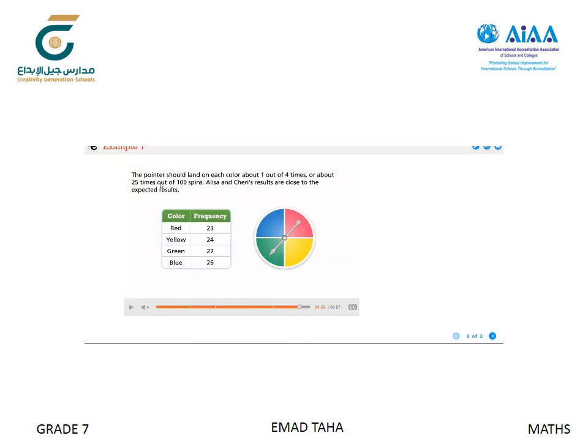Look, 100 spins, and each one represents a quarter of 100 spins. So it may be almost 25. So the answers 23, 24, 27, 26 are close to 25. Okay. Results.